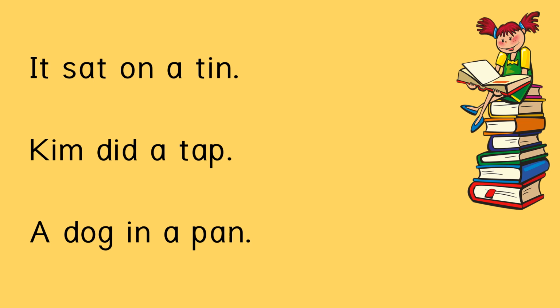It sat on a tin. Kim did a tap. A dog in a pan. Now for the adults, the children might need to blend those words and won't read them how I've read them. They might need to blend most things, so it might sound a little like this. It, sat, sat, on, a, tin.